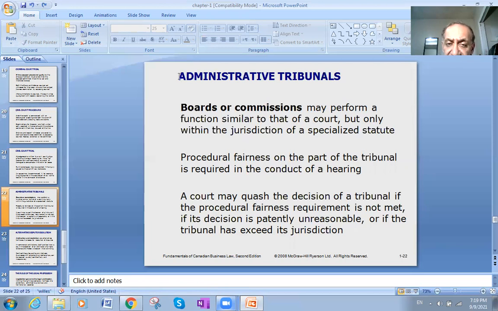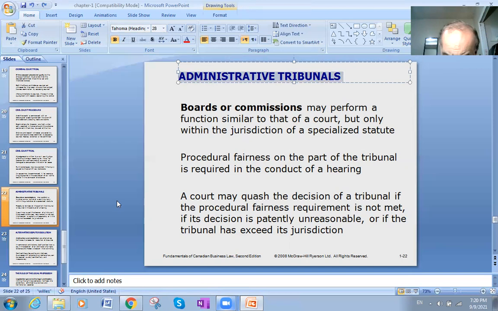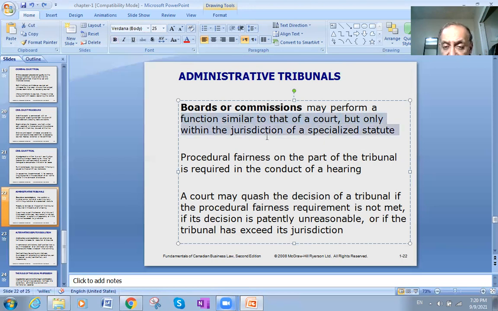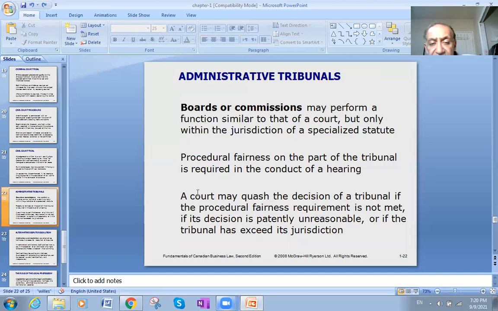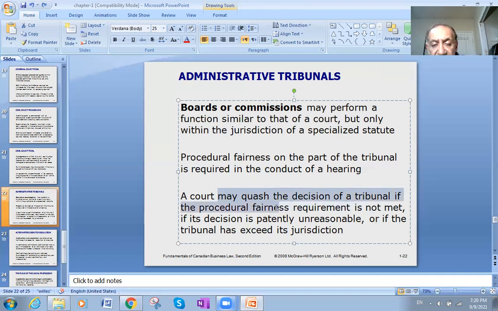Administrative tribunals. Boards or commissions may perform functions similar to those of the court, but only with a jurisdiction of specialized statutes. Procedural fairness on the part of the tribunal is required in the conduct of a hearing. A court may quash the decision of a tribunal if the procedural fairness requirements are not met, if its decision is patently unreasonable, or if the tribunal has exceeded its jurisdiction.